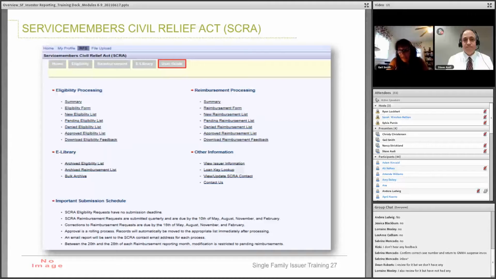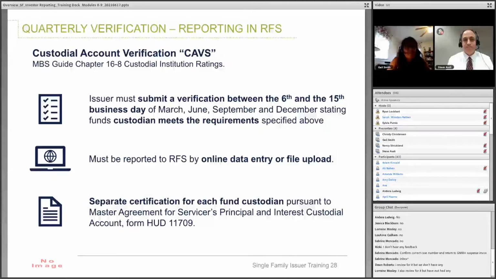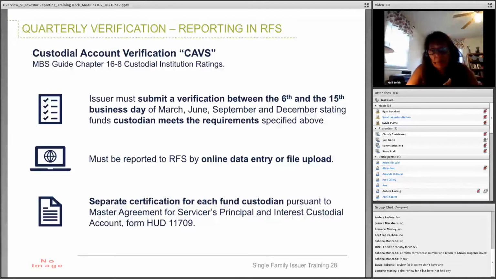So I put a little chat in to everyone if you report quarterly verifications. And that's what I'm going to speak about. It's the custodial account verification. And if you want a reference, you may reference the MBS Guide, Chapter 16, Section 8, Custodial Institution Ratings.